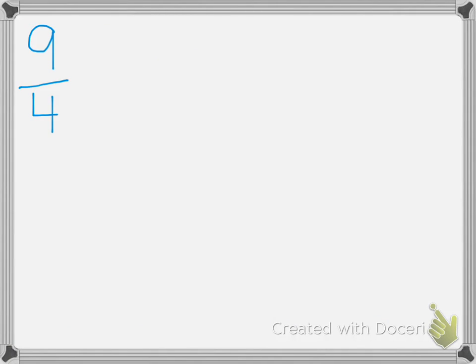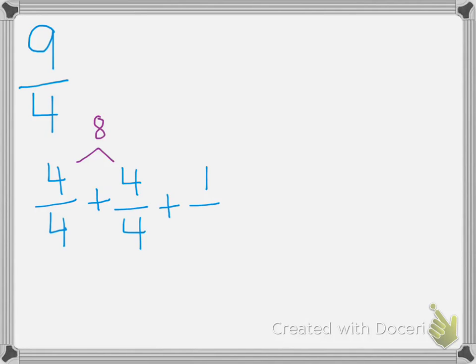All right, let's do one more example of taking an improper fraction and turning it into a mixed number. So we're starting with 9/4. So we're going to decompose that fraction and we're going to think about how many wholes we can make. So 4/4 makes one whole. I want to see how many times I can do that without passing 9. So 4/4 plus 4/4, that's going to give me 8/4. So I know I can't add 4 more because I'll go past 9. So I have 1/4 left.